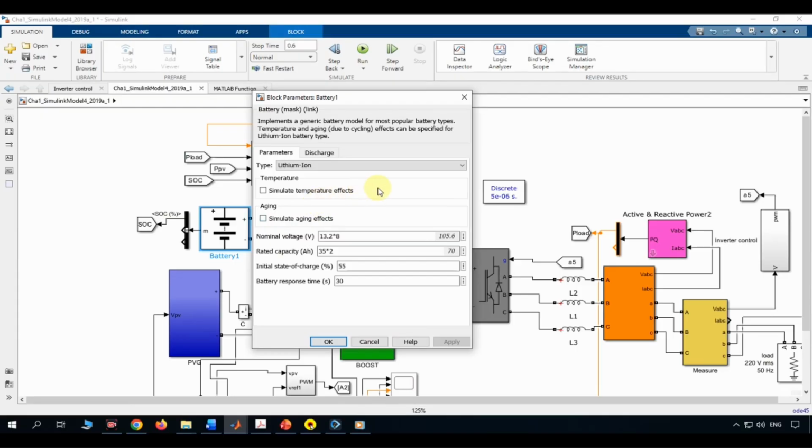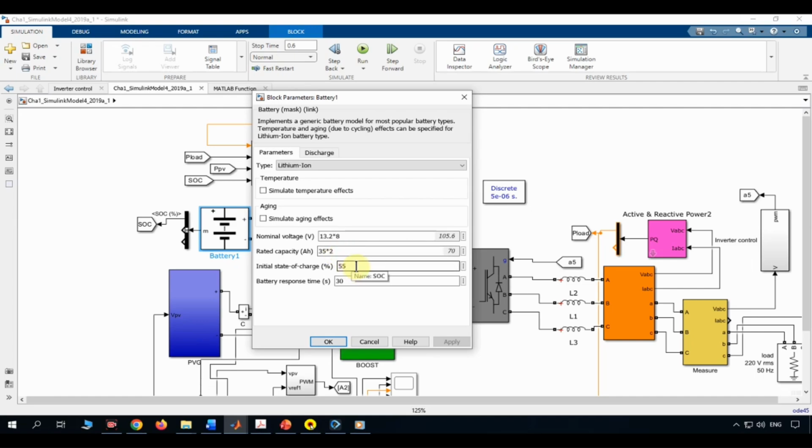Writing capacity and voltage this way, as multiplication expressions instead of flat numbers, is a great habit, by the way. It documents your actual pack architecture directly in the model, so anyone opening this file later can immediately see it's 8 modules in series, 2 strings in parallel, without digging through datasheets.